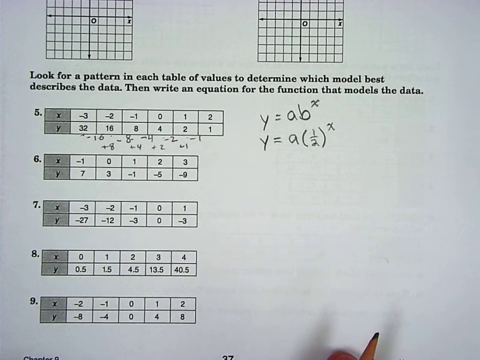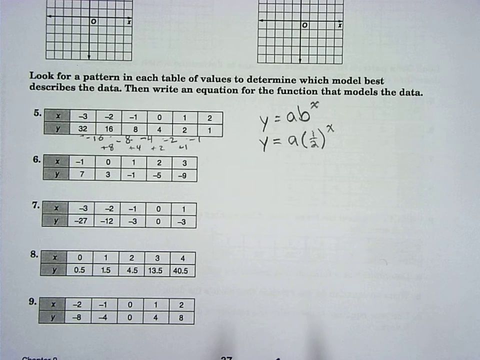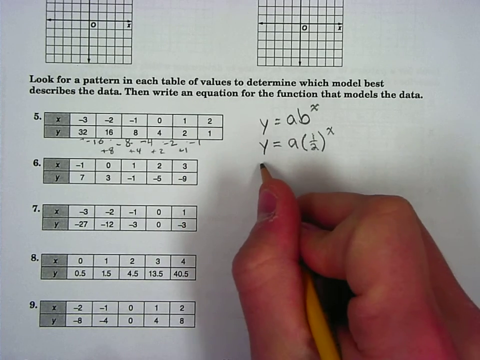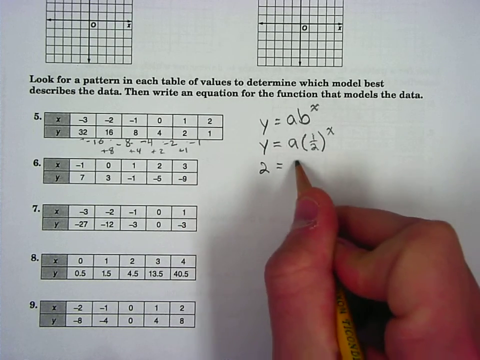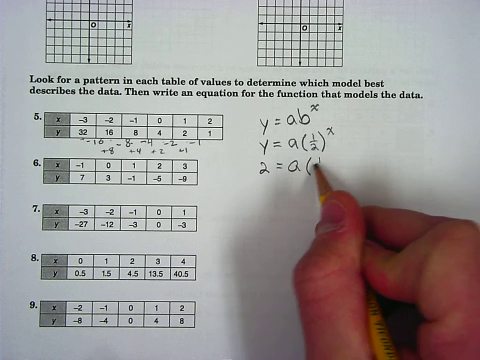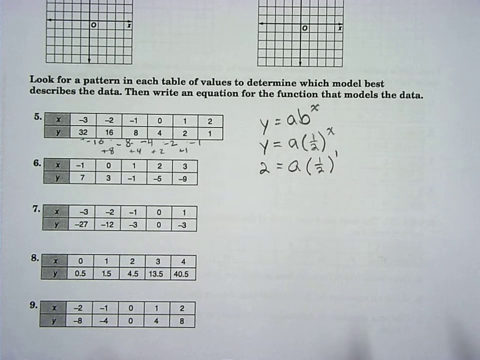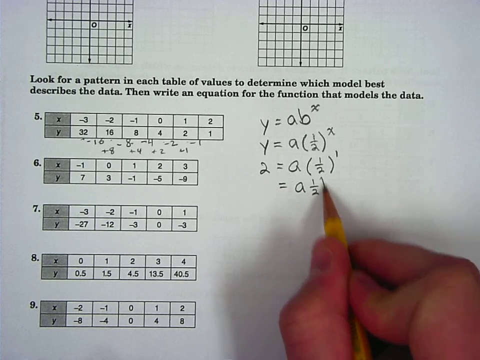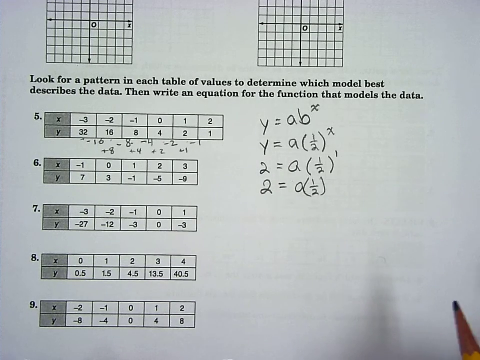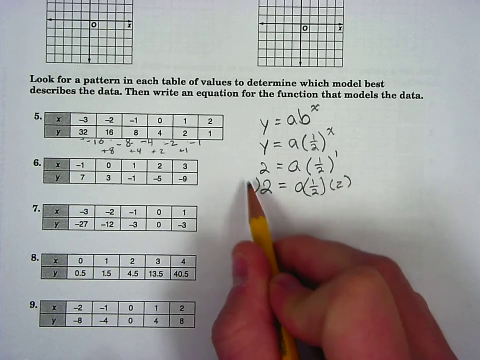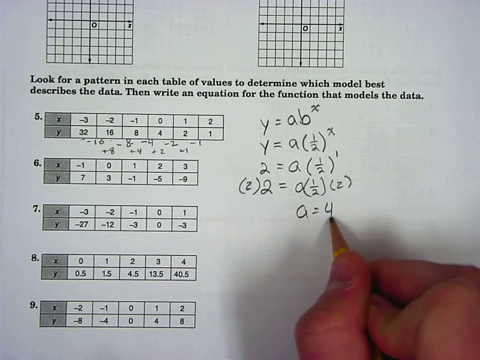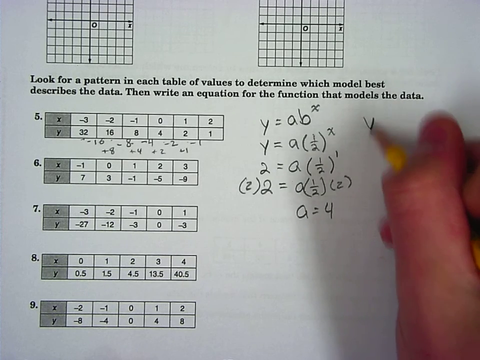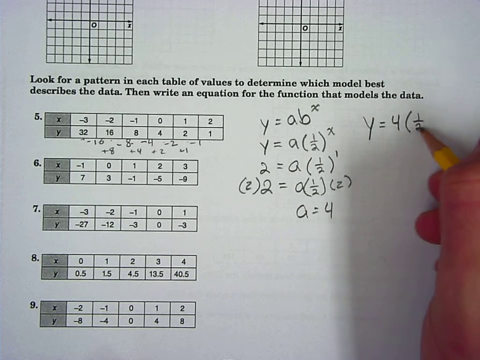Alright, and now I'm able to find my a value by plugging in a point. So let's take the point (1, 2). So I plug in 2 for y: 2 equals a times 1/2 raised to the 1. And anything raised to the power of 1 is just the same number. So this is a times 1/2 equals 2. And to solve for a, we're just going to multiply both sides by 2. You get a equals 4. Alright, so now I know the equation of my exponential function is y equals 4 times 1/2 raised to the x.